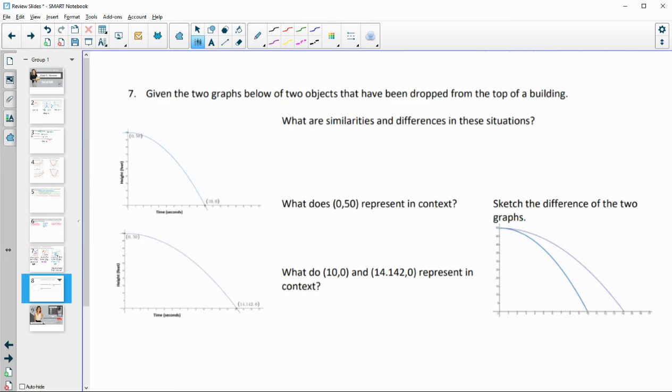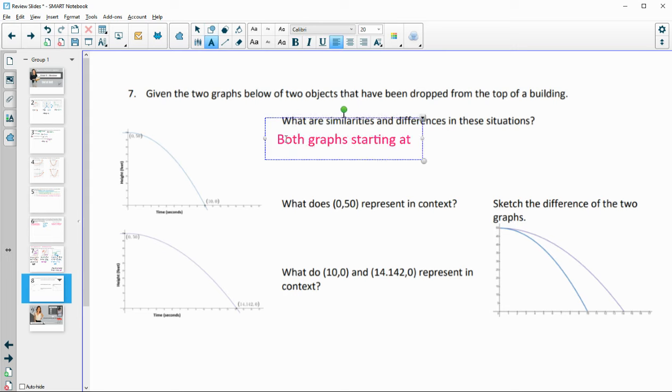All right, number 7, given the two graphs below of two objects that have been dropped from the top of a building, let's do a couple of things with this. Let's name a couple similarities and differences. So here are our two graphs. What are some similarities? What are some differences? Both graphs are starting at the same initial height, which is 50. You can see that here. They both start at 50.